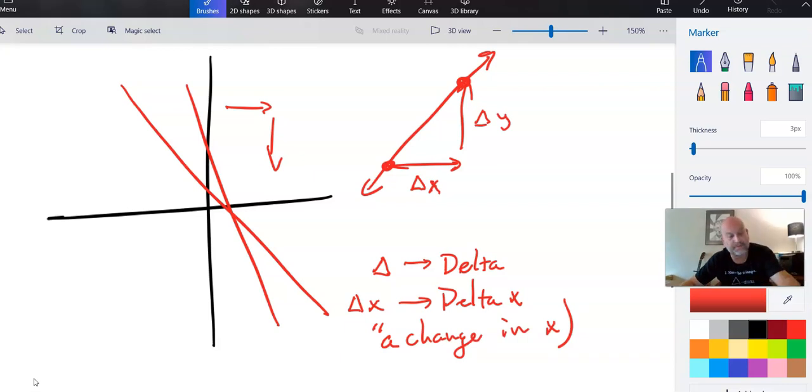And so when I put delta y, this is a change in y. Now, if you want to know how much something changes, what you actually end up doing is subtracting. So I'm just going to give these points labels. So it's x1, y1, and x2, y2. Notice too, and I just want to point this out, this has entirely to do with notation and with how you say things.